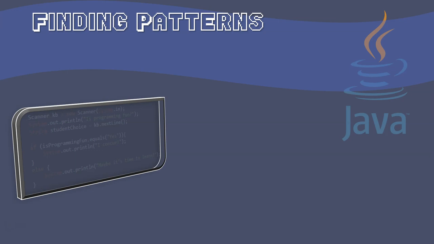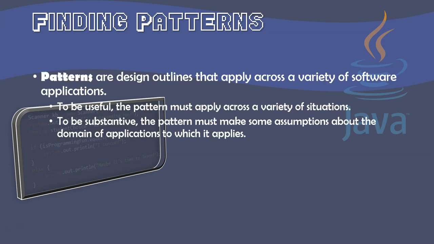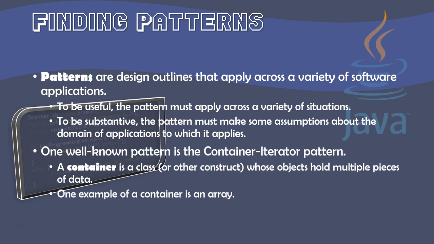So before we go ahead and develop algorithms, the first thing we have to wonder about is how we can start finding patterns in our code. Patterns, of course, are in this case design outlines that can apply across a variety of software applications. Typically, to be useful, the pattern must apply across a variety of situations. It's not necessarily tailored to one specific case. And to be substantive, the pattern must make some assumptions about the domain of applications to which it applies.